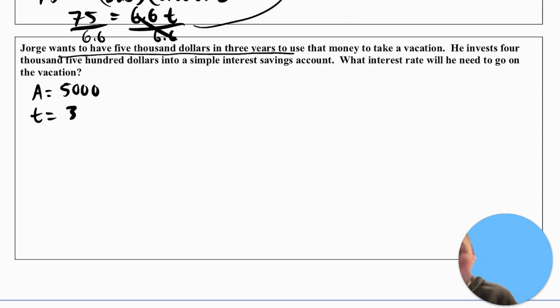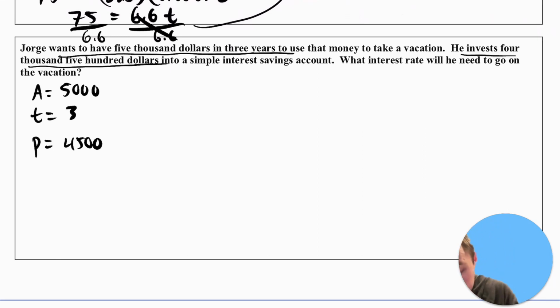So we know the time is 3. We don't need to change that. He also invests $4,500 into a simple interest savings account, so we know the principal is $4,500. And we want to know what the interest rate is that he will need to take the vacation.